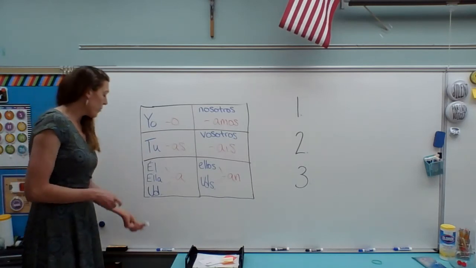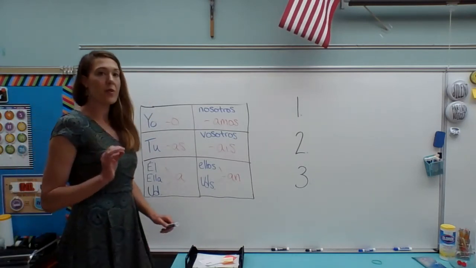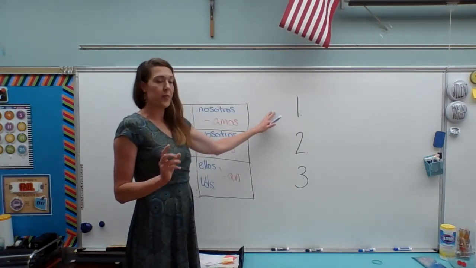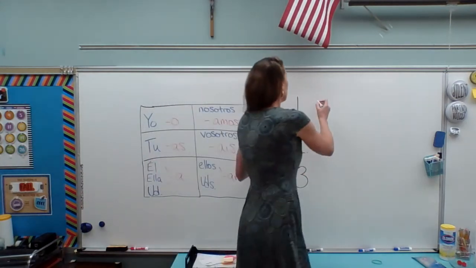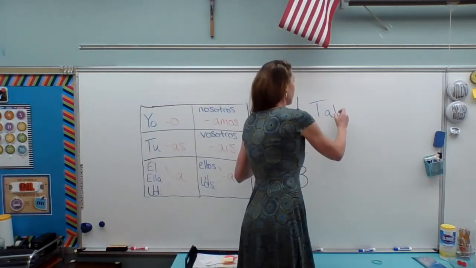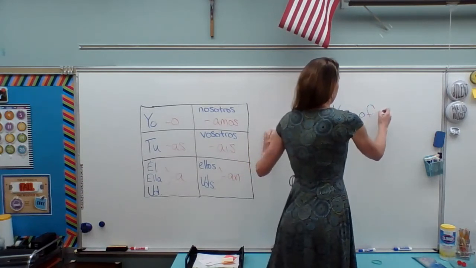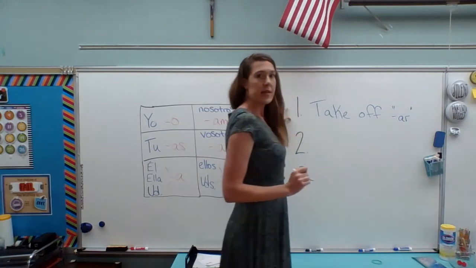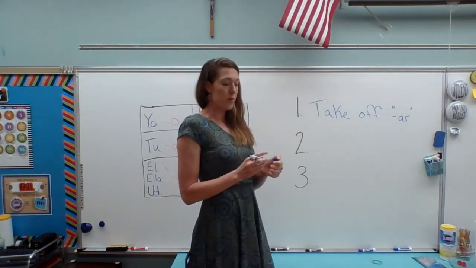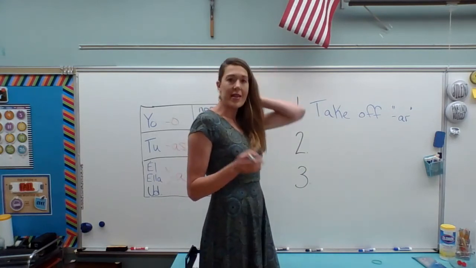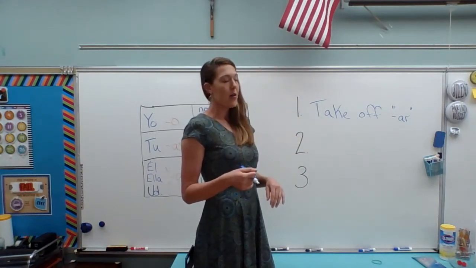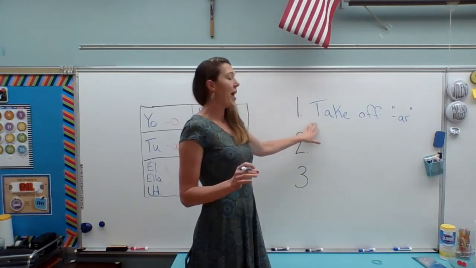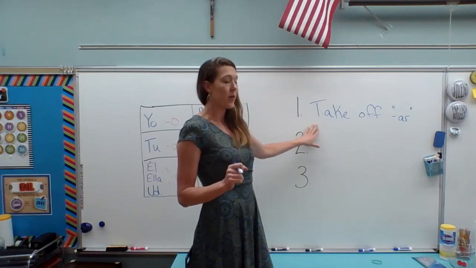The next thing that we're going to do is we're going to talk about the 3 steps. There are 3 steps to conjugating verbs in Spanish. Number 1, we're going to take off the AR. And this is talking about how infinitive verbs either end in AR, ER, or IR. We are only working with AR verbs to begin with. So you're going to take off the AR, the last 2 letters of the verb.